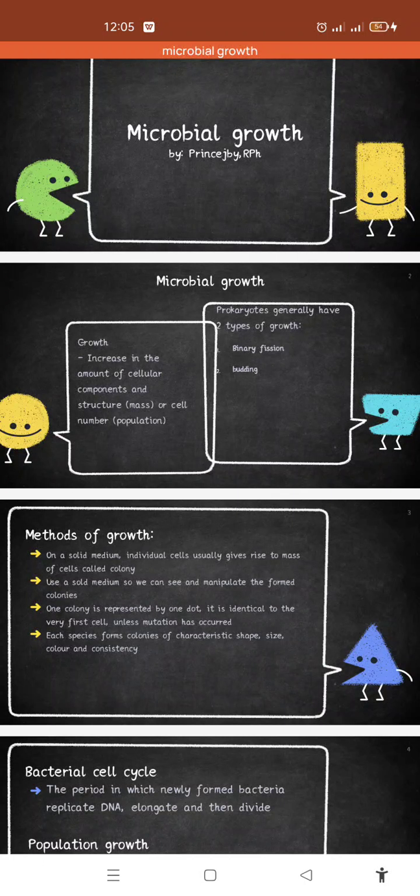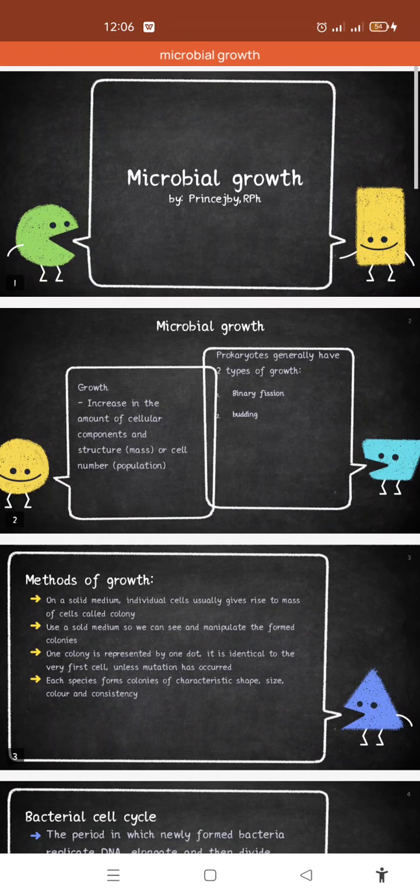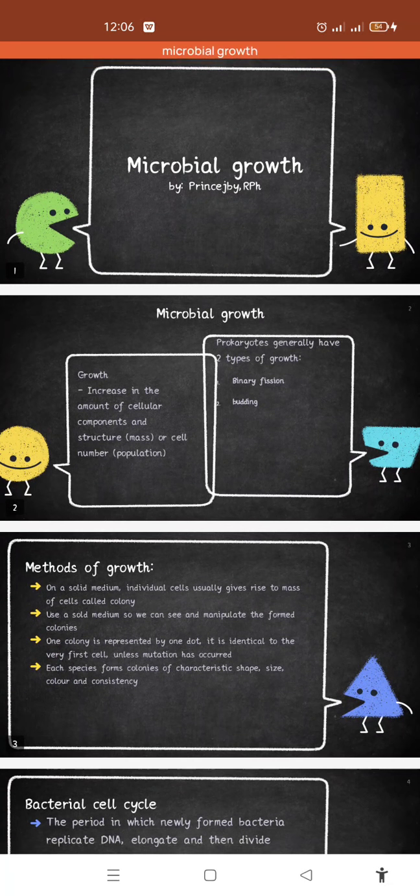The growth of an individual cell is hard to monitor because of its size. So we have to focus on the growth of populations, and individual cells also don't affect the environment as much. So, we will focus on the growth of the populations of your microbes. Prokaryotes generally have two types of growth. First is binary fission. Second is budding. Let's go with binary fission.